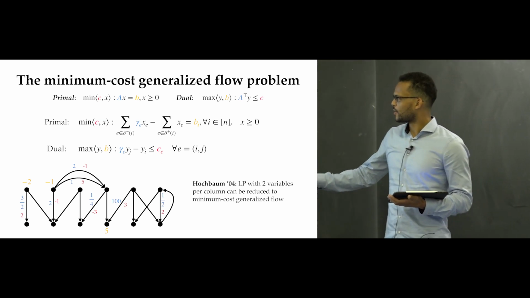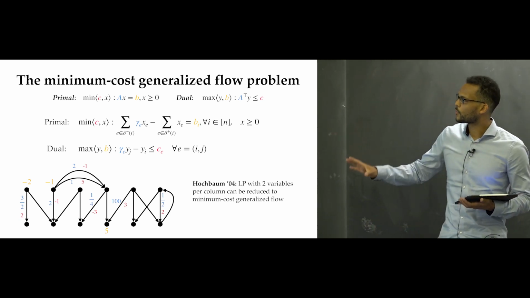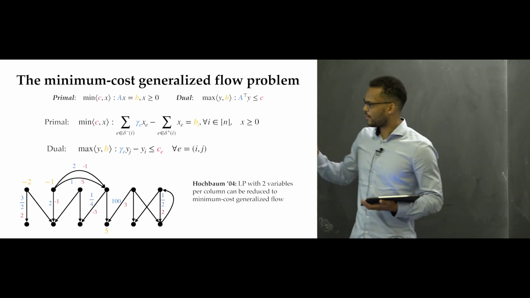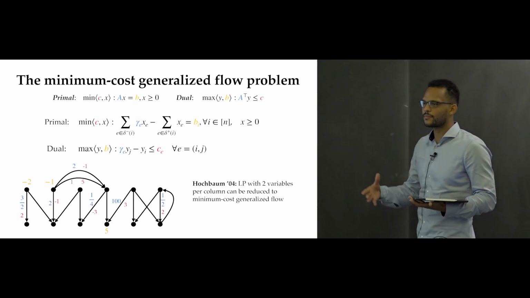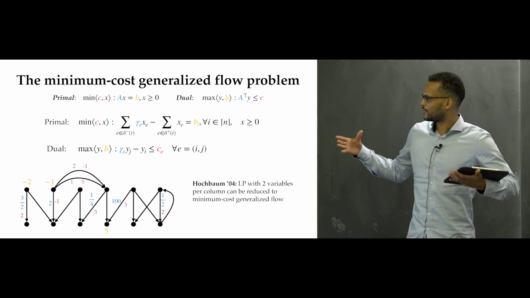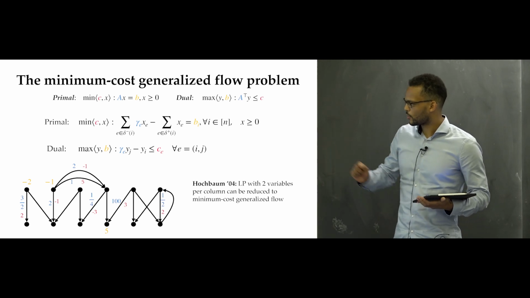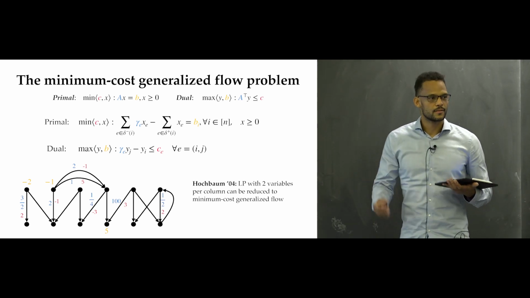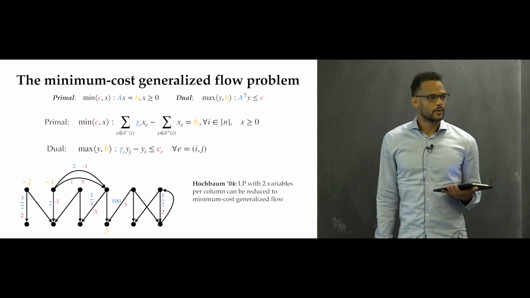So from now on, in this talk, I will consider this problem here, minimum cost generalized flow, where essentially you think of working on a graph. Essentially this whole problem of optimizing over an arbitrary constraint matrix is now reduced to optimizing over a network with generalized gains. So the gammas are so-called gains, and that's what we're going to look at from now on.